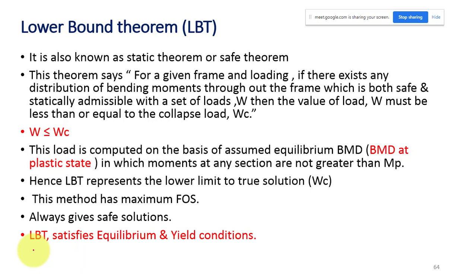But the meaning of the theorem is simple. In this theorem, it is satisfying only the equilibrium and yield conditions. The equilibrium condition means it has to satisfy all the forces and moments; it should be in equilibrium. That is anyway to be satisfied. And the yield condition means that your bending moment at any section should be less than or equal to Mp. It should not cross your Mp. That is your limiting condition.